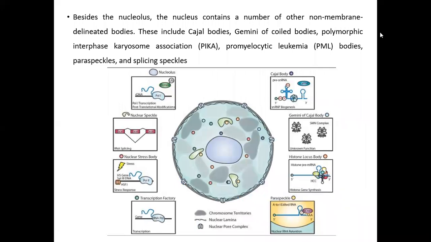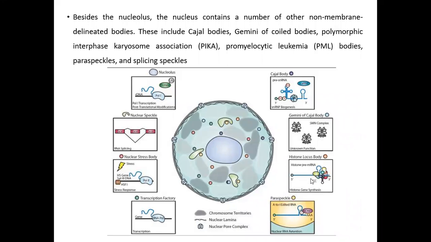Apart from these things, the nucleus also contains some interesting things, that is, non-membrane delineated bodies. This includes Cajal bodies, gemini of coiled bodies, and a polymorphic interphase karyosomal association, that is PIKA, and also promyelocytic leukemia PML bodies, paraspeckles, and splicing speckles. These are all the things which are present in the nucleus.